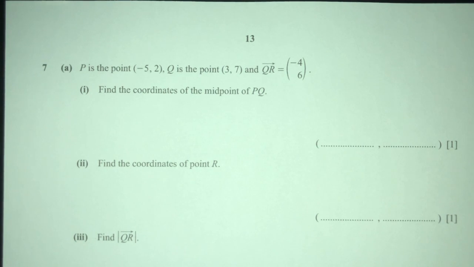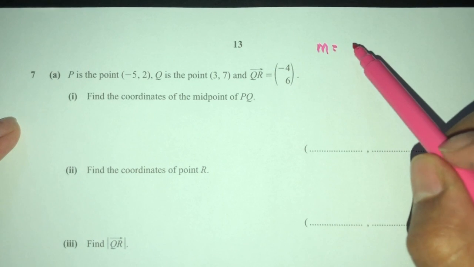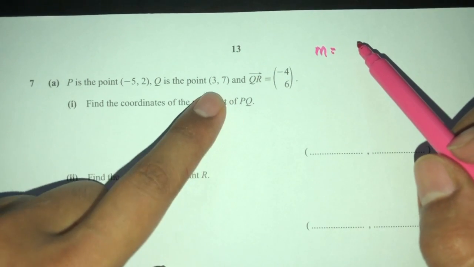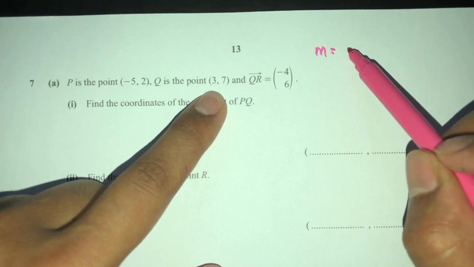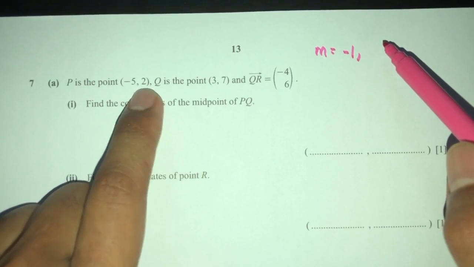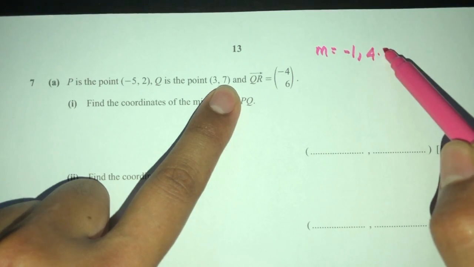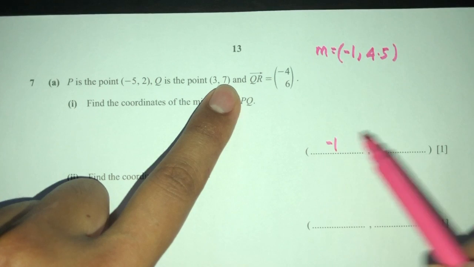So again, you have to use your formula here for the midpoint. So midpoint is equal to x1 plus x2, so minus 5 plus 3, that should be minus 2 divided by 2, that should be minus 1. So y1 plus y2, so 2 plus 7 is 9 divided by 2, that should be 4.5. So this is your midpoint, minus 1 and 4.5.